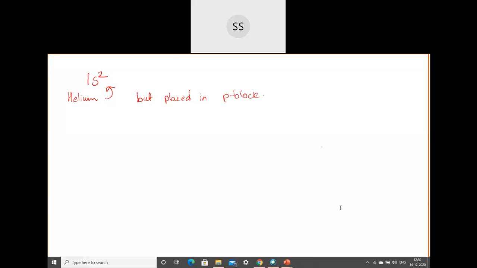Yes, very good. Correct. You have given me the answer, most of you. Because they have a stable electronic configuration. The 1s2 configuration is a stable electronic configuration, so they exhibit the properties of a noble gas. Their properties are similar to the noble gas, so that is the reason they are placed there. Based on their properties they are placed there, not because of the configuration.